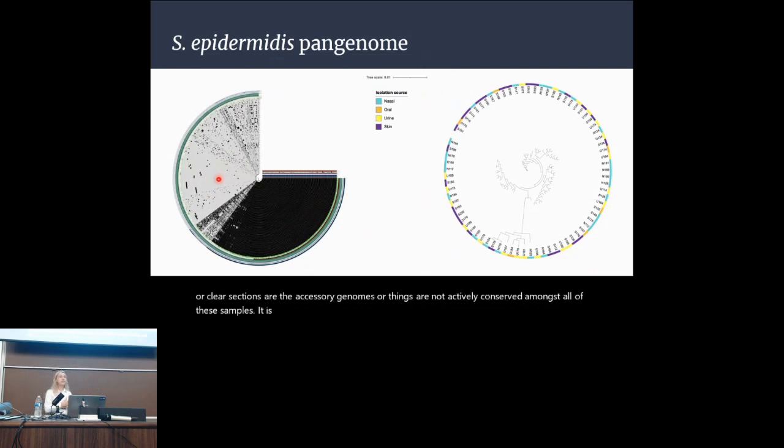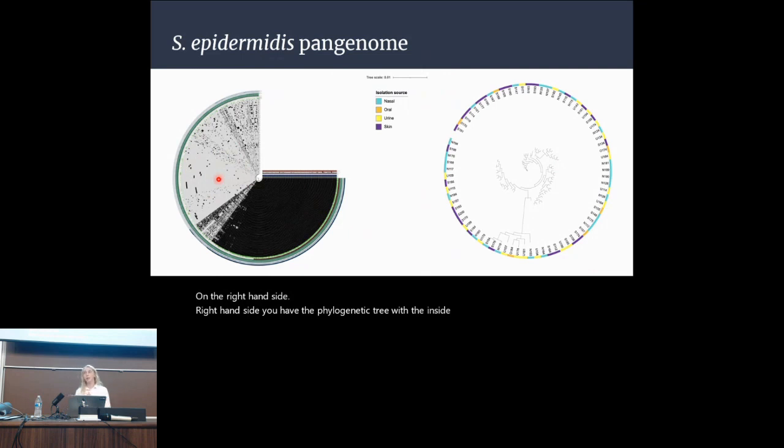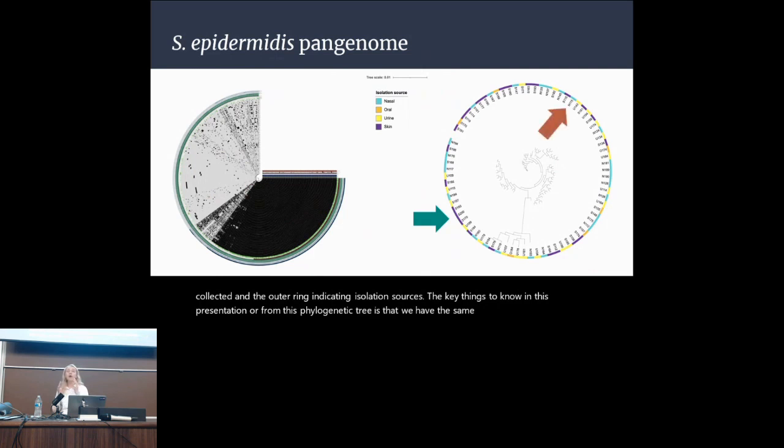It is really hard to see anything of meaning until you make it into a phylogenetic tree. On the right-hand side, you have the phylogenetic tree with the inside ring being samples that we have collected and the outer ring indicating isolation sources. The key thing to know from this phylogenetic tree is that we have the same assumptions that we saw from the preliminary study.